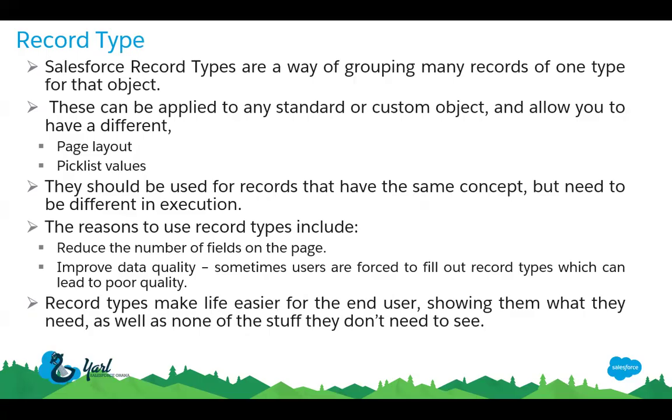What's the major difference between master detail and lookup? If the child cannot exist without the master, it's a master detail. If object B cannot exist without object A, that is master detail. If the object can exist without object A, then it is lookup.